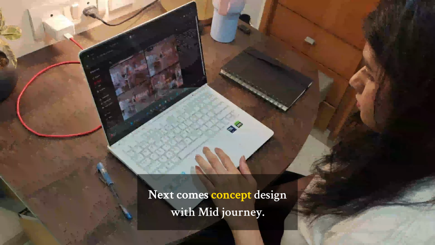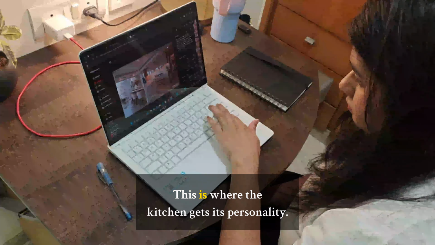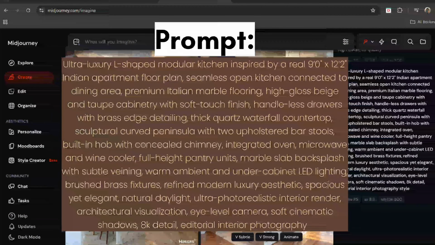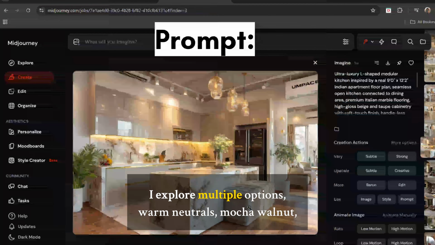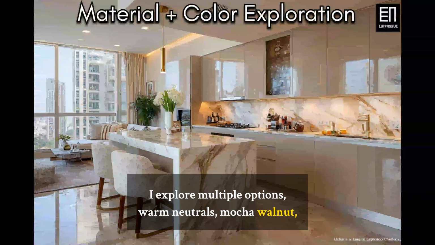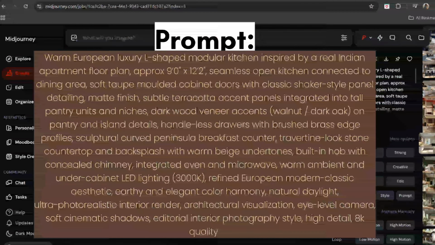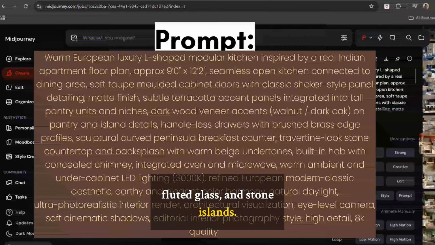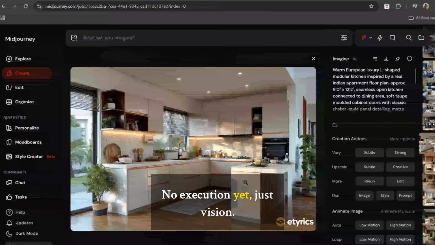Next comes concept design with MidJourney. This is where the kitchen gets its personality. I explore multiple options: warm neutrals, mocha walnut, bronze moldings, fluted glass, and stone islands. No execution yet, just vision.